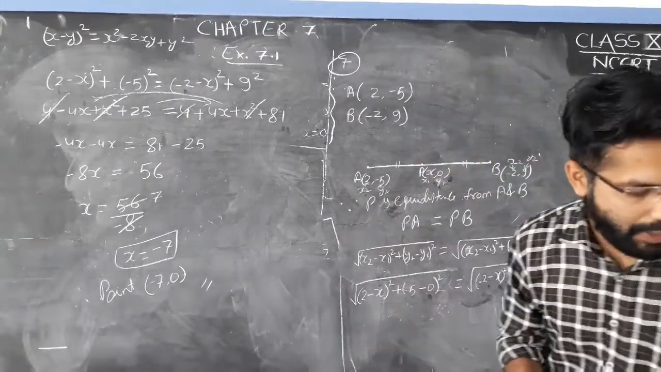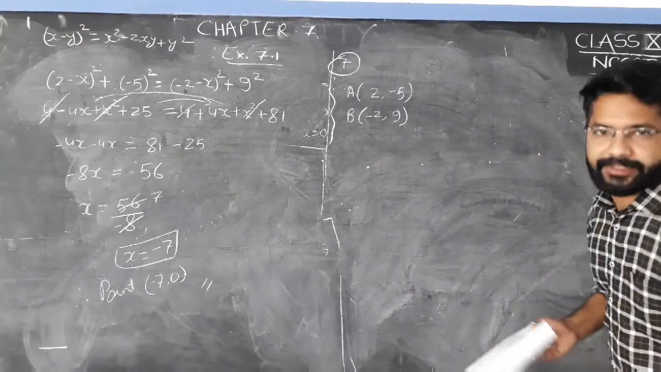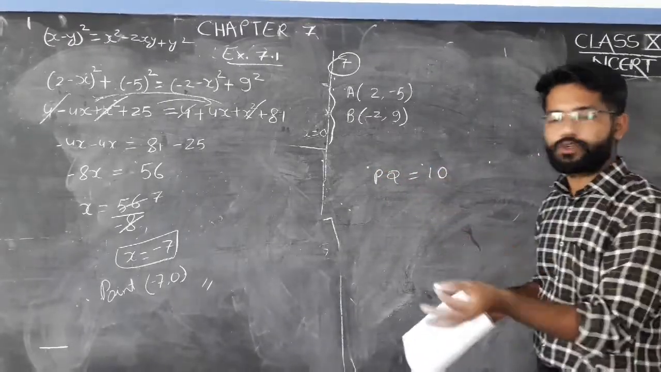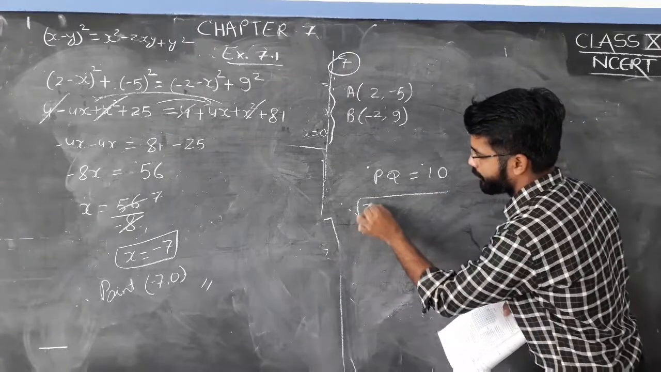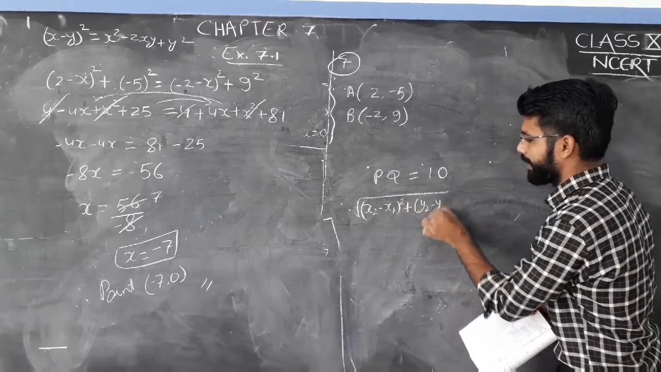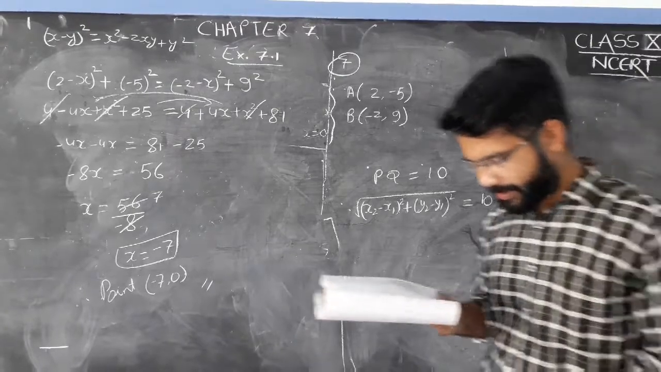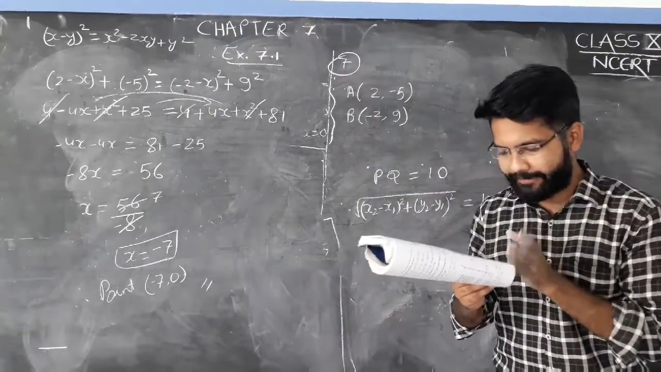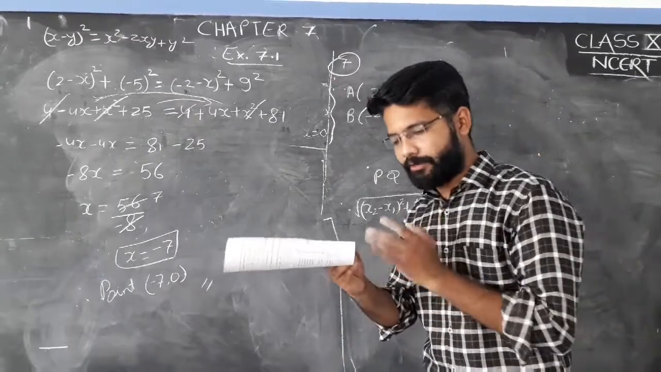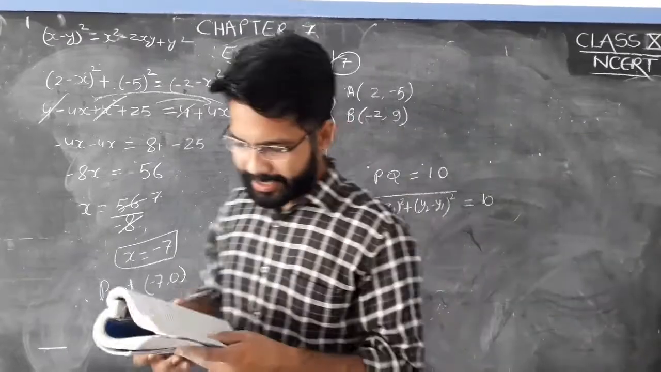Okay. Means what you have to do? You have to find the distance between P and Q. It would be equal to 10. Means what you have to do? You have to take square root of x2 minus x1 whole square plus y2 minus y1 whole square equal to 10. Is it clear? x1 you have to take 2, y1 you have to take minus 3, x2 you have to take 10 and y2 you have to take y, and equals to you have to take 10 also. Is it clear?